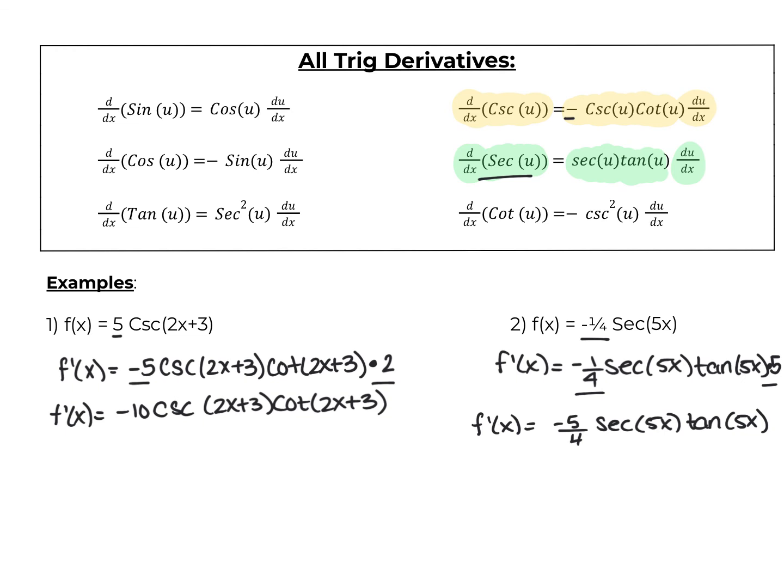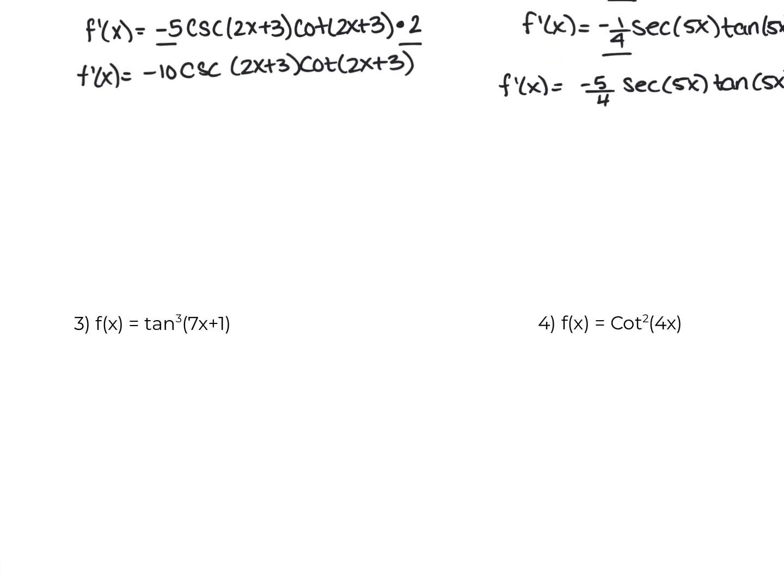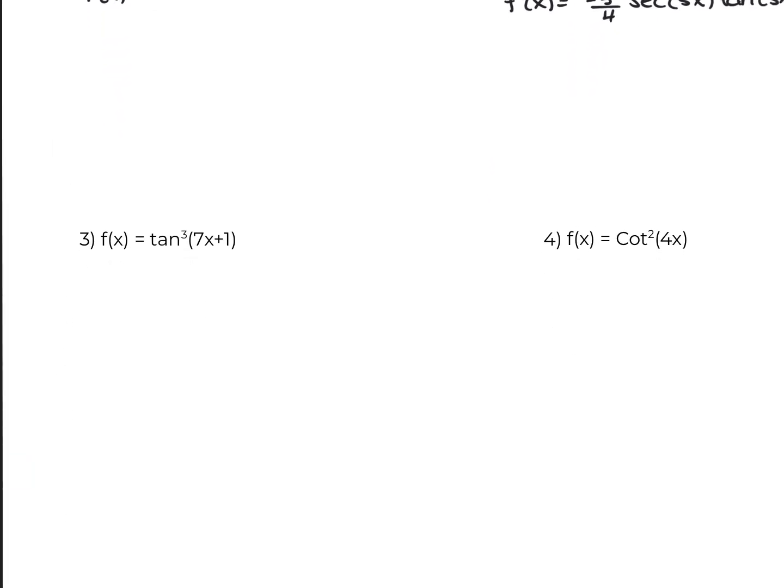So again, since the derivative of secant is a positive secant tangent, I needed the derivative of negative secant, so I just negated the answer instead. All right, let's take a look at the next example.